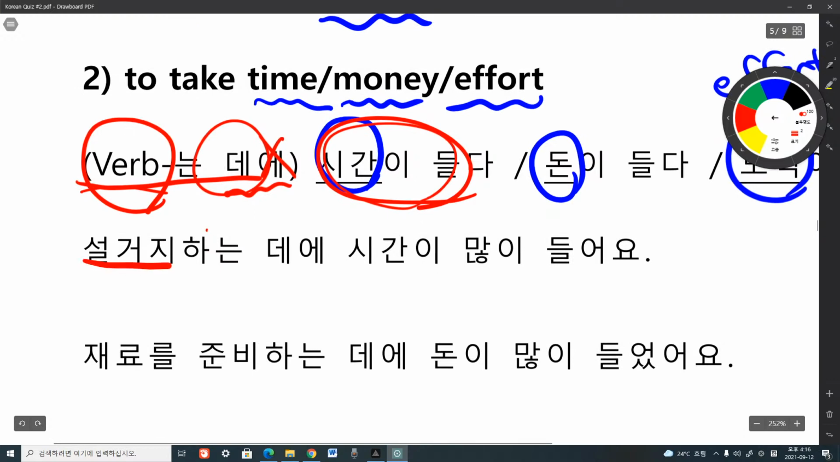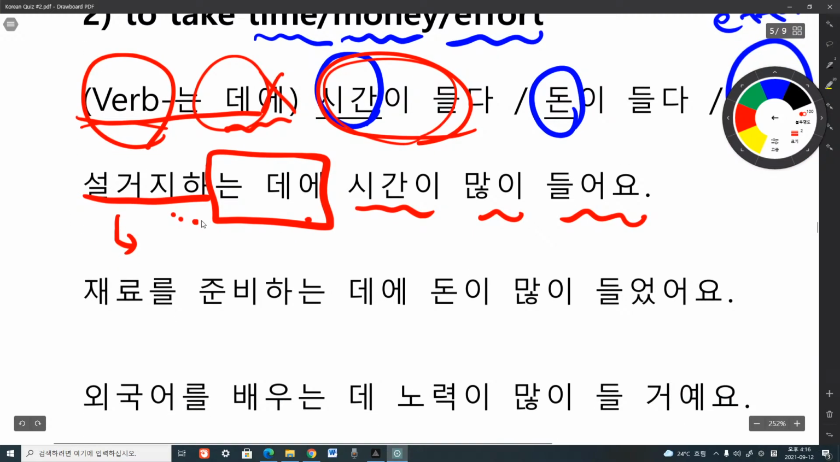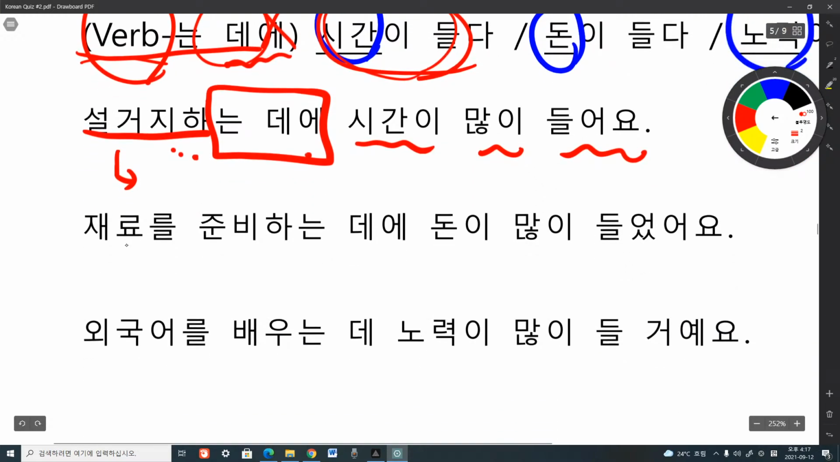So 설거지하다, we learned this, right? 설거지하다, to wash dishes. So 설거지하는데 시간이 많이 들어요. It takes a lot of time. 설거지하는데 시간이 많이 들어요. It takes a lot of time to wash the dishes. And 재료를 준비하는데 돈이 많이 들었어요. This time is past tense.